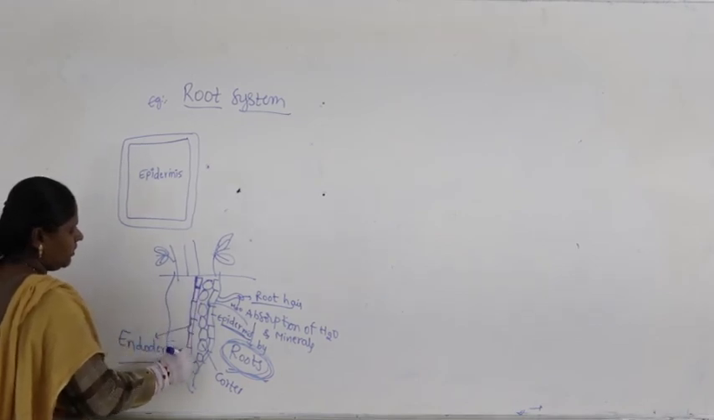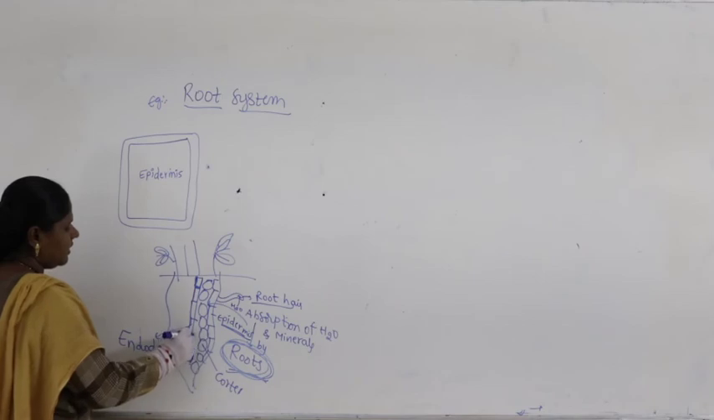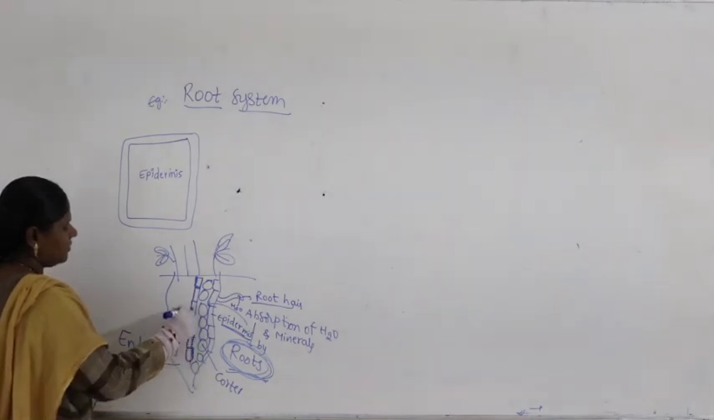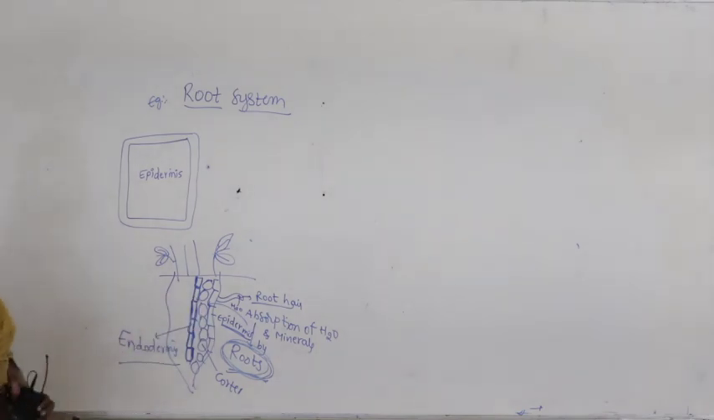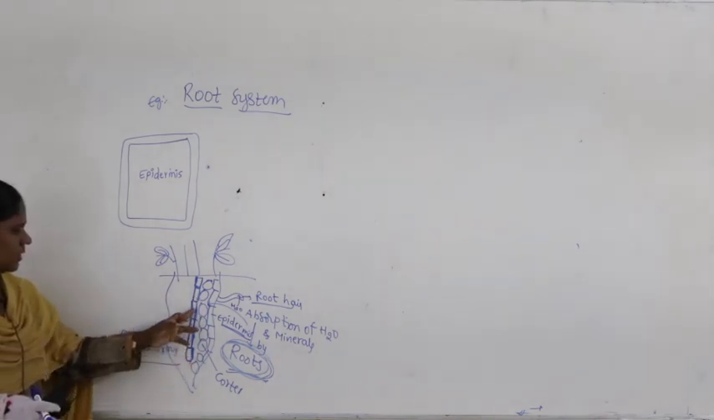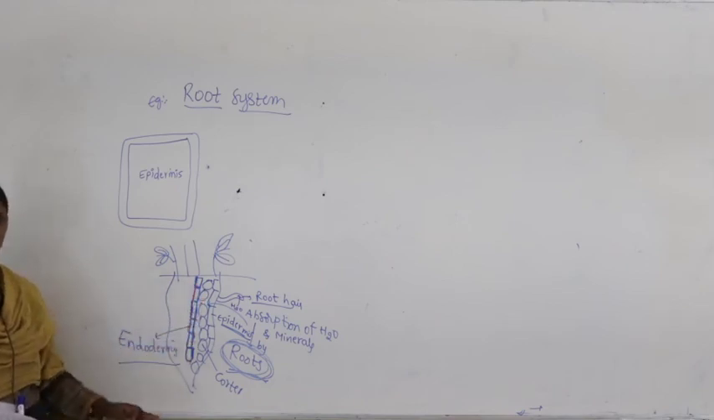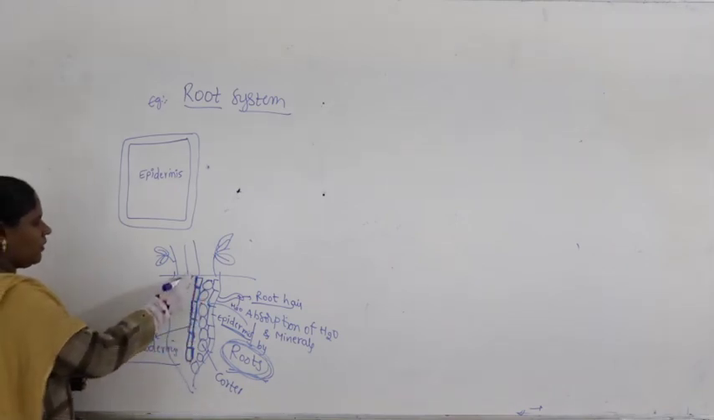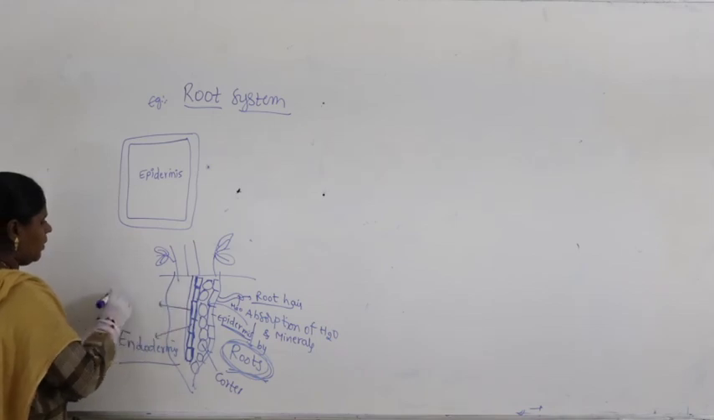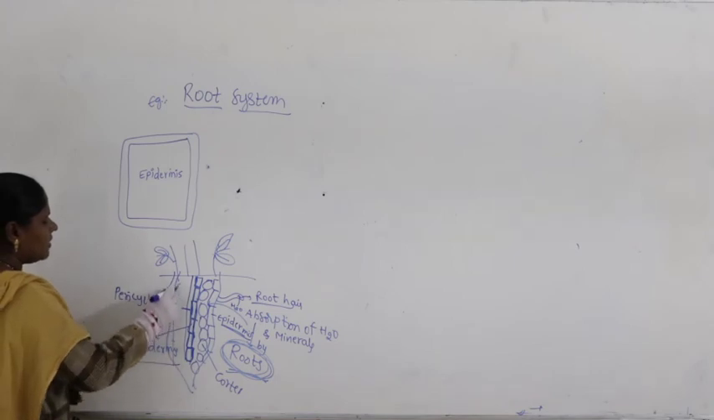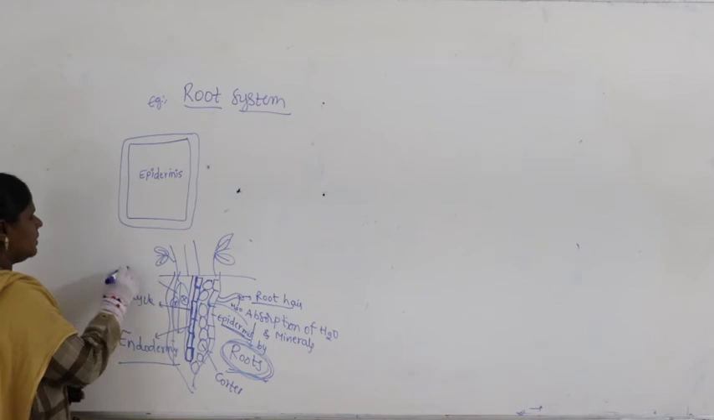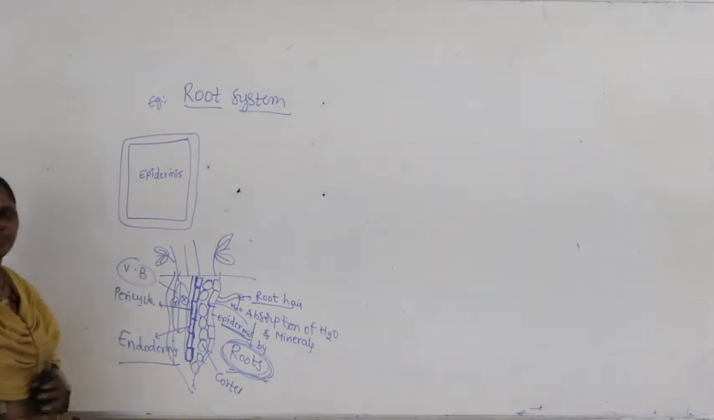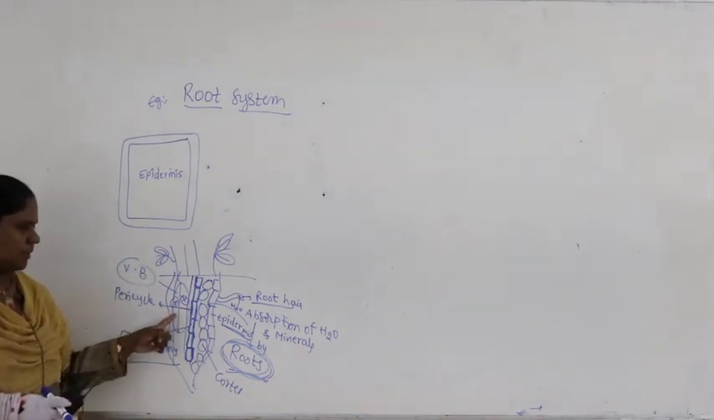Now in the root endodermis, you remember we find Casparian strips. In the root endodermis, what we find is thick Casparian strips. Entering inside, what do you find? Pericycle. Crossing the pericycle, you find a vascular bundle having xylem and phloem. This we know, we studied it in anatomy, right?